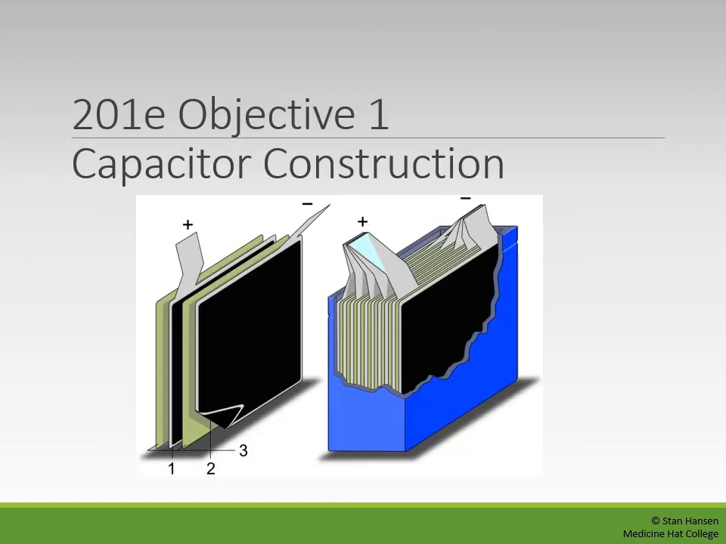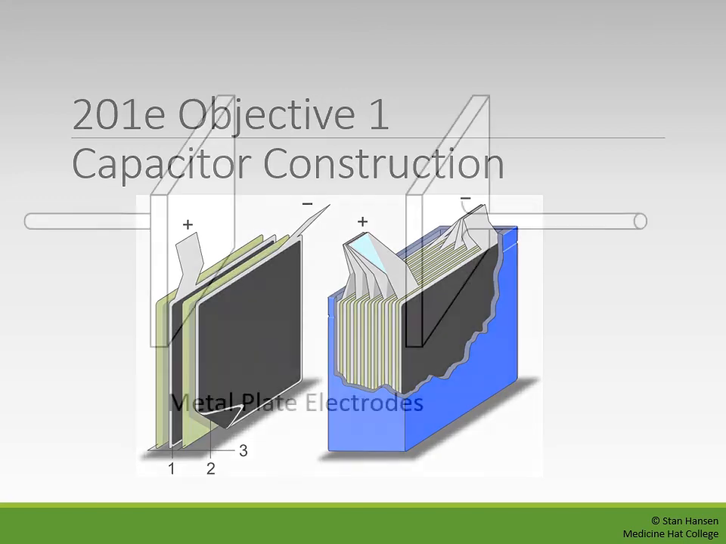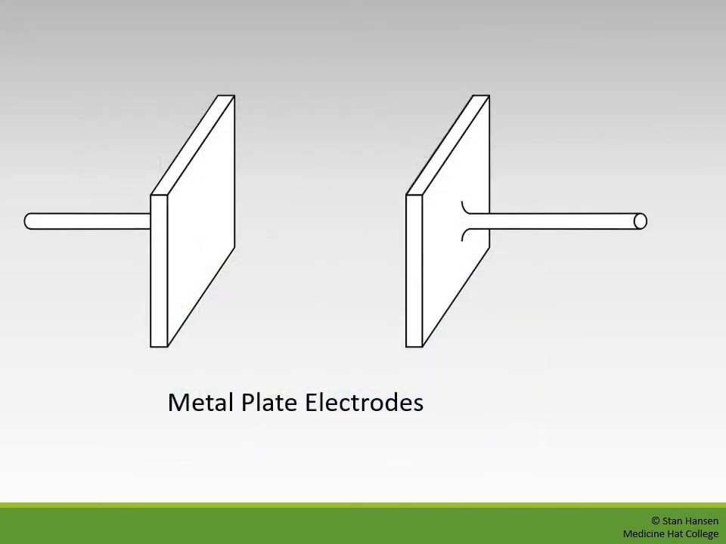The purpose of a capacitor is to be able to store a static charge, and they have a very basic construction and only require 3 separate components. The first 2 components that we have are the metal plate electrodes, and they can be made of any type of metal. These 2 electrodes are going to be where we store the static charge.